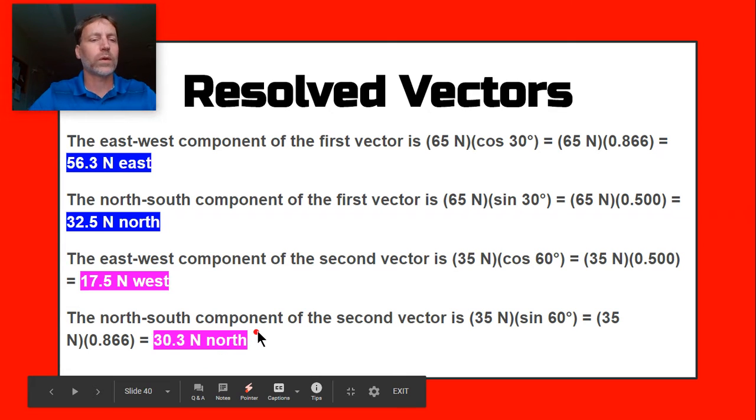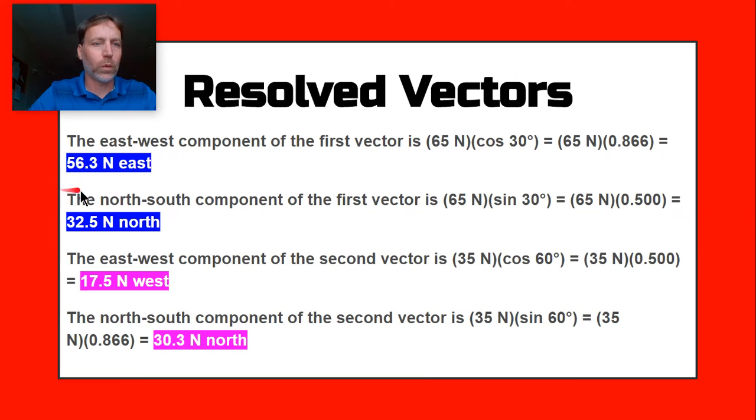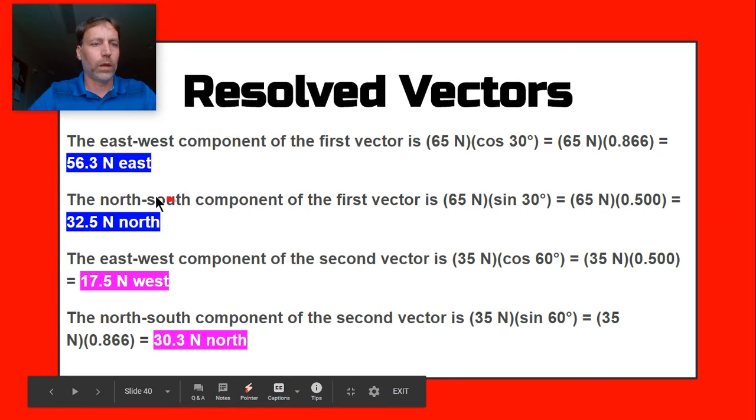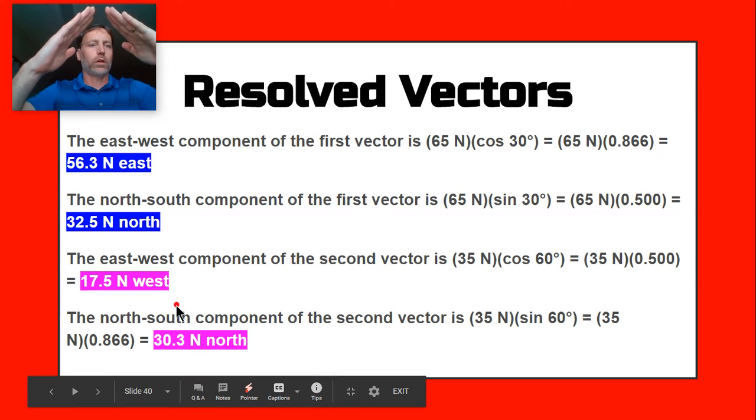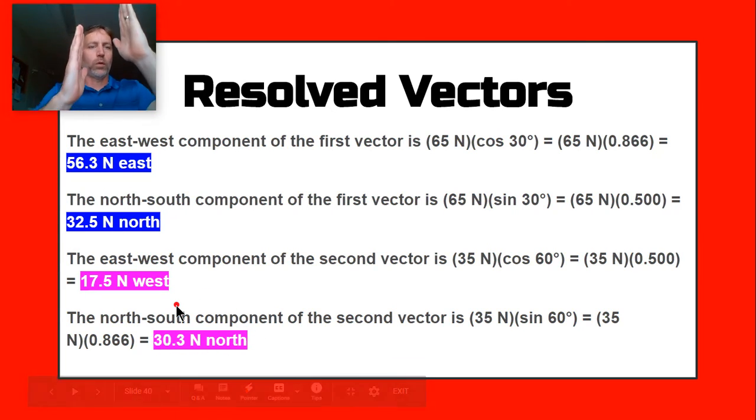So what we're going to do is add up the vectors in each direction. The ones going east-west, we will add together. So this 56.3 and this 17.5, we'll add those together to find out, when these two collide, what is the total force in the east-west direction. And then we'll also find the force for the north vector, since they're both going in a northerly direction, so they both have northern components to them.